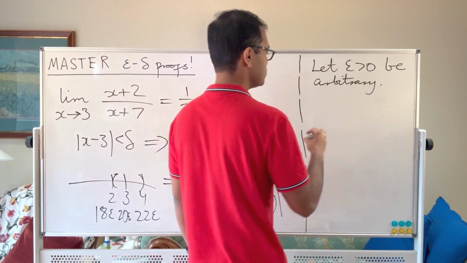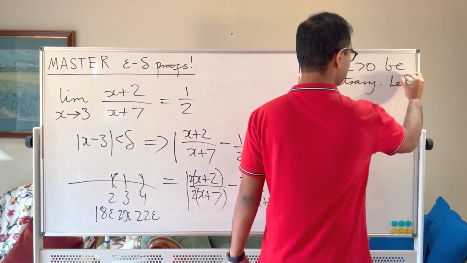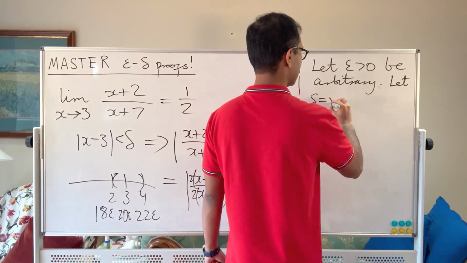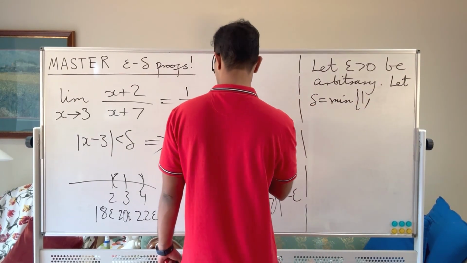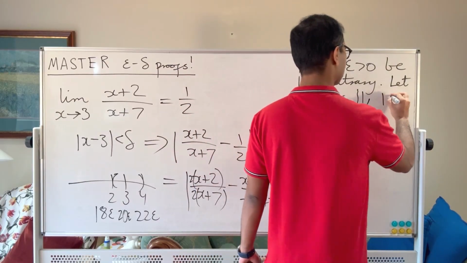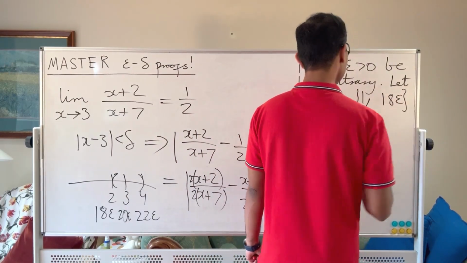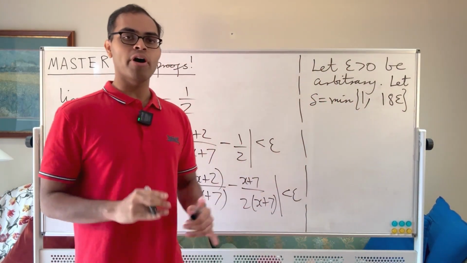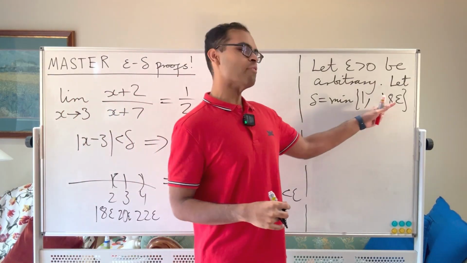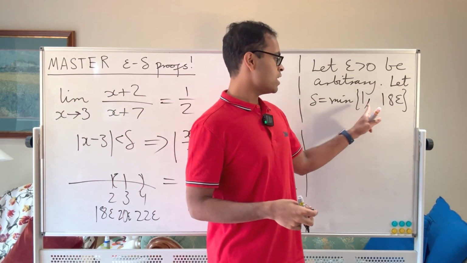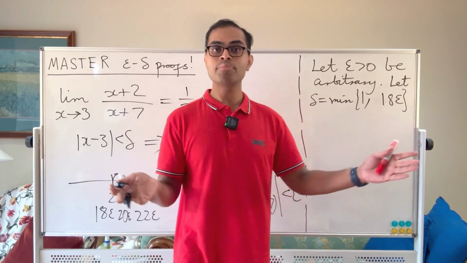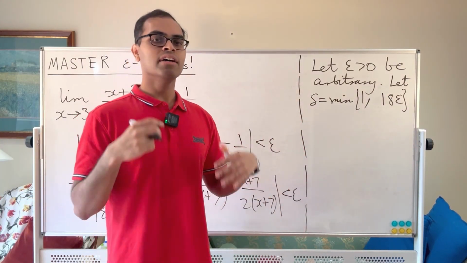So let's just get into it. It's super fun. So let delta equal the minimum of 1 comma 18 epsilon. Actually, and this is another point in these proofs, we don't have to pick the optimal delta. You can say let delta be the minimum of 1 comma epsilon. That would be even better. That would make it easier.